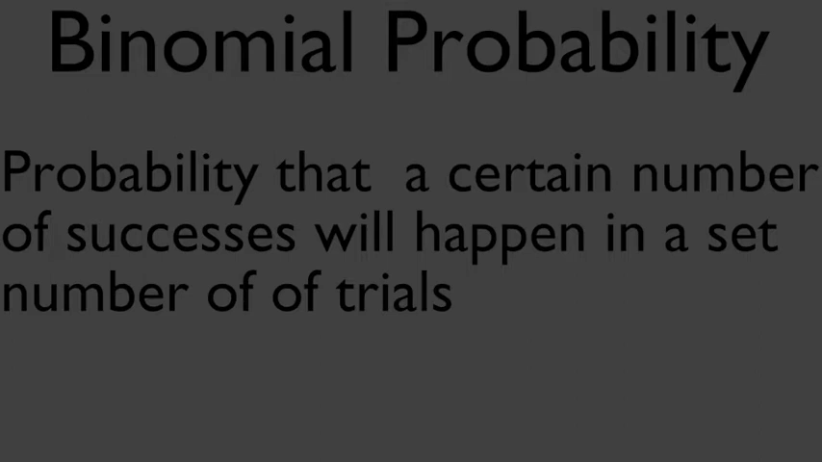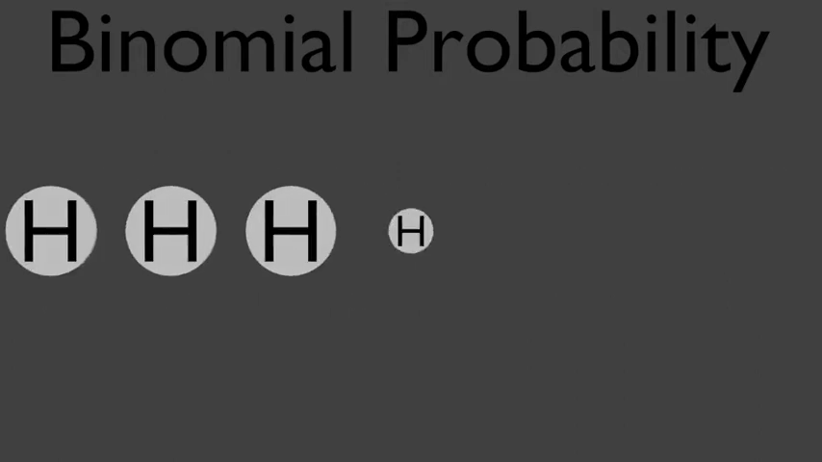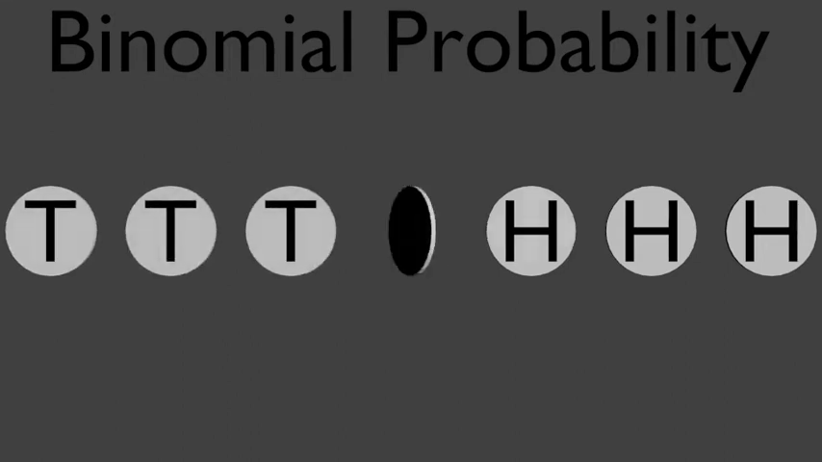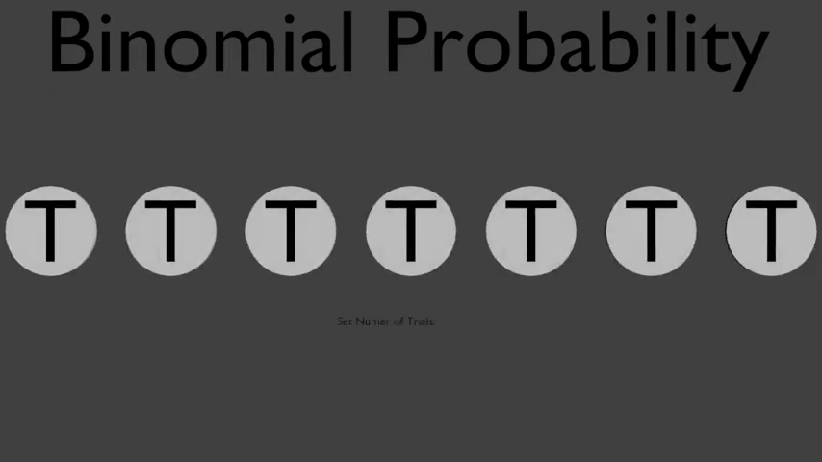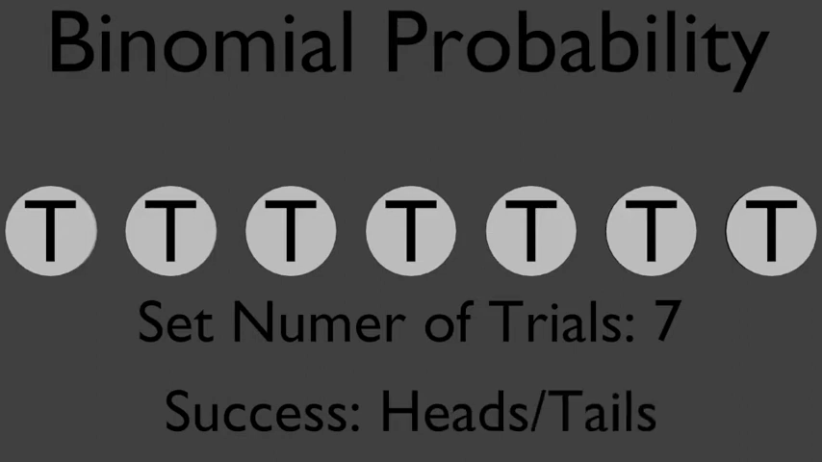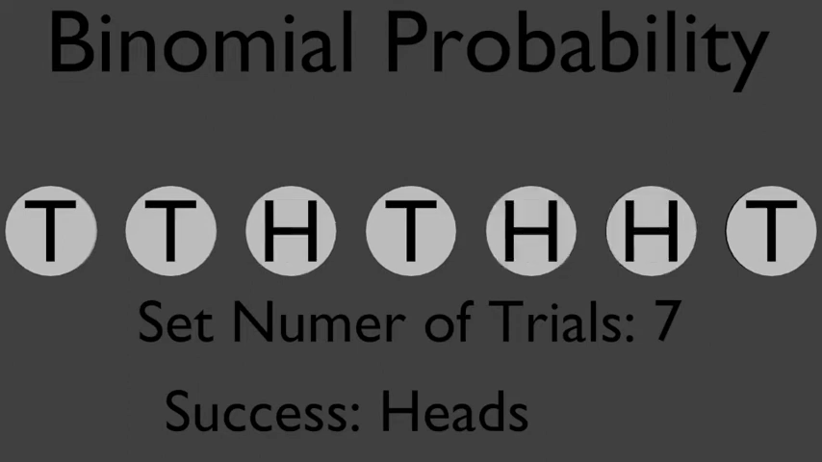To see what this actually means, let's take the following situation, where we have 7 coins, and each coin we can either flip a heads or a tails. So the set number of trials is 7 because we're going to flip 7 coins. So we're going to flip the same coin 7 times. And so a success here would be either a heads or a tails. In this case, we're going to make heads a success. So what we're doing is we're trying to find the probability of getting a certain number of heads when we flip these 7 coins.